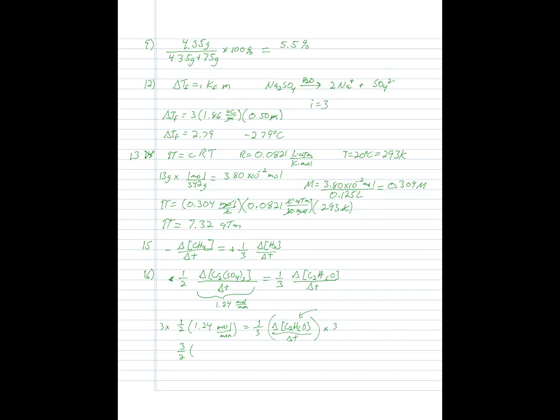And so that's going to give me 3/2 times 1.24 moles per minute is equal to the change in the concentration of the C2H6O with respect to time. And when you calculate that out, you get 1.86 moles per minute.